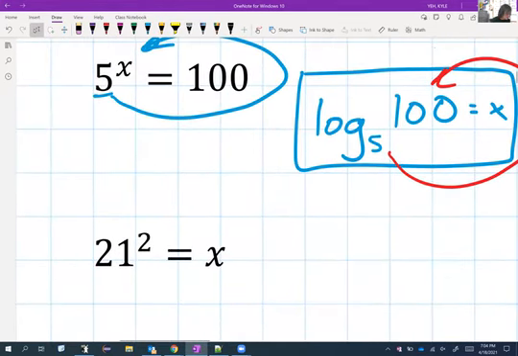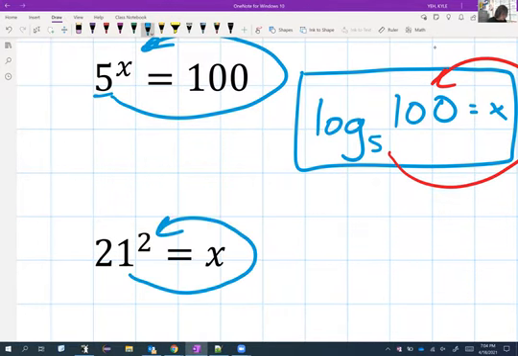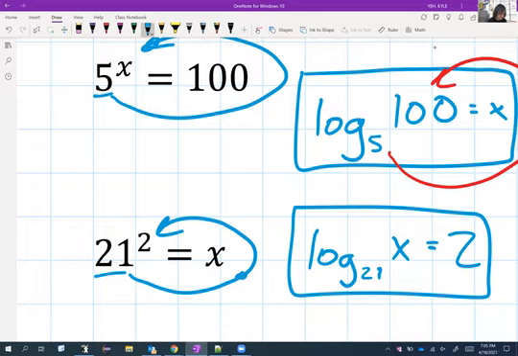Let's try another one. 21 to the second power equals x. Start at the base, loop around. So log, I know I'm trying to get into logarithmic form, so I need to know what that looks like. Log base 21 is the first number. Then we get to the x, so log base 21 of x equals whatever the exponent is.